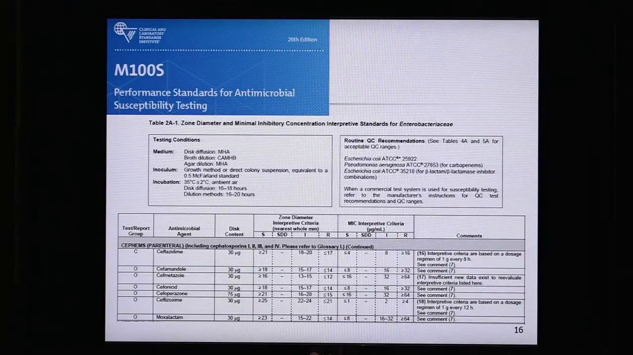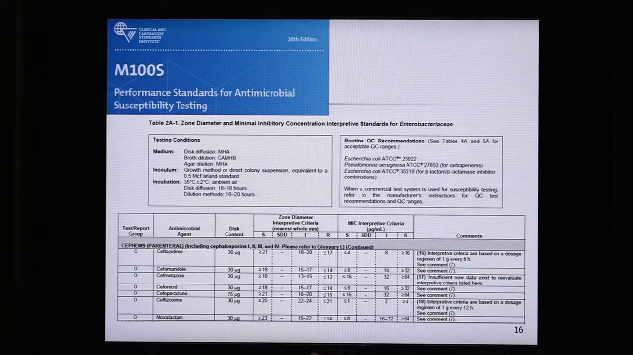I think all of us have it, all of us get it somehow, courtesy Biomerieux, courtesy many others. And this document, for each and every organism group, tells us what is the medium to be used if we are doing the disk diffusion, what is the inoculum preparation, what is the incubation temperature and time, how the reading should be taken, what is the control strain and how it should be used. And then it gives us systematically the zone diameters as well as the MIC criteria for labeling a particular antibiotic against the organism as sensitive, intermediate or resistant.